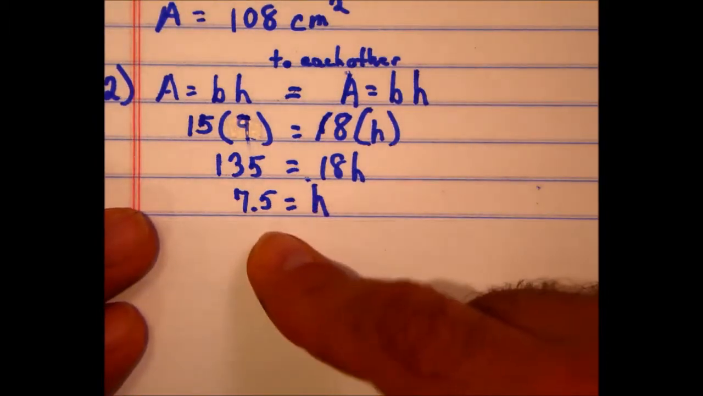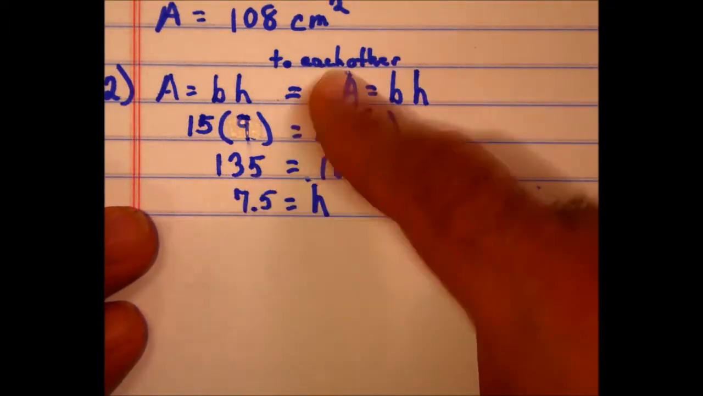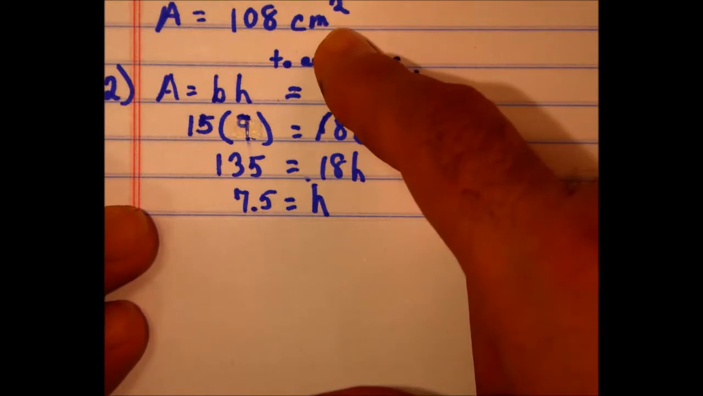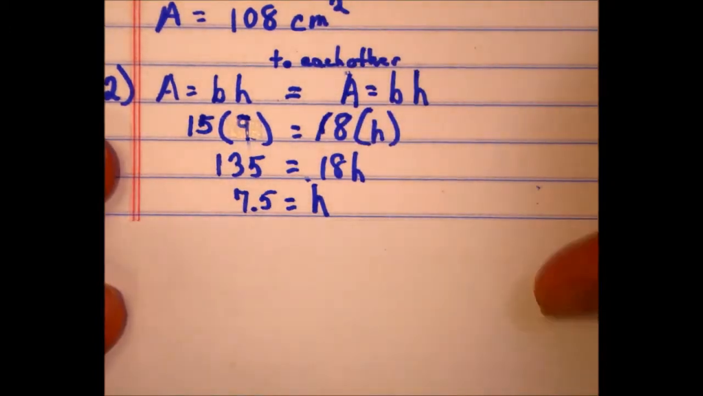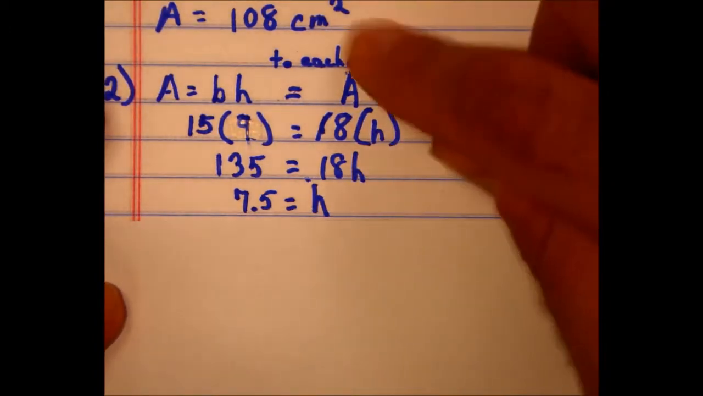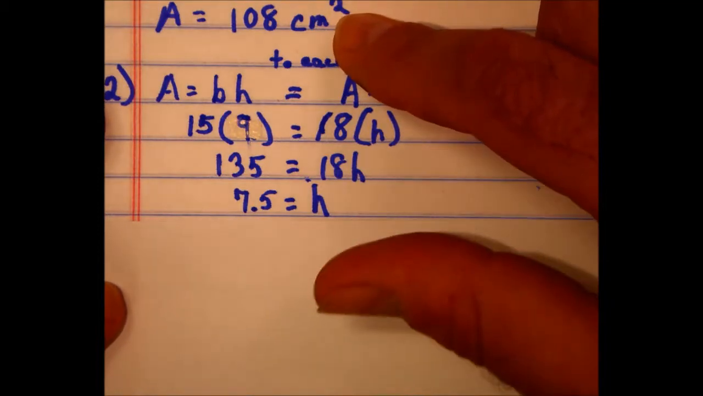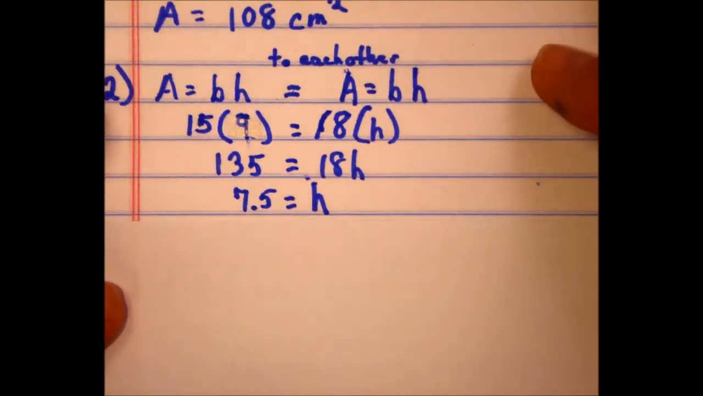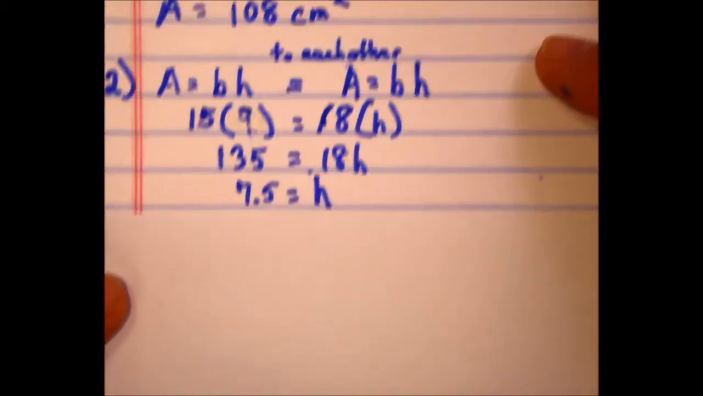Notice this one is not in units squared because this is a measurement. This is area. Okay, area is always in units squared. There are going to be times on a test you're going to see 108 centimeters and 108 centimeters squared. You have to know the difference between the area answer and a length answer.